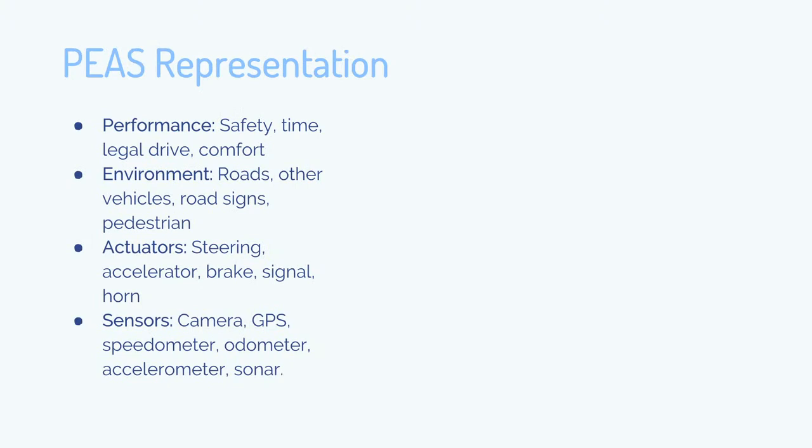You can see the exact information about PEAS here. Performance measure: safety, time, legal driving, and comfort. Environment: roads and other vehicles, road signs, and pedestrians. Actuators: steering, accelerator, brake, and signal horn. Sensors: cameras, GPS, speedometer, odometer, accelerometer, and sonar. These are the sensors and other things we need to build the self-driving car.